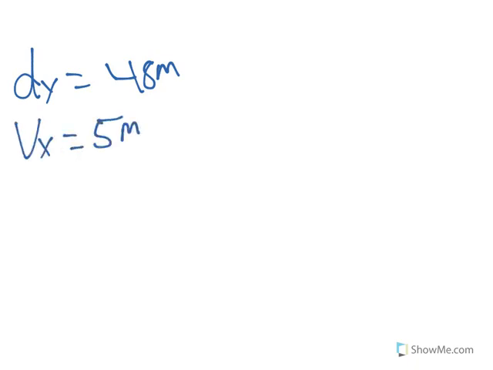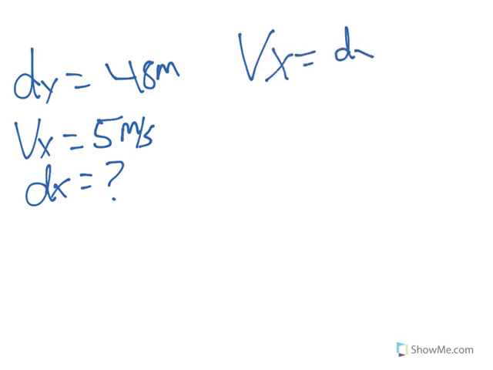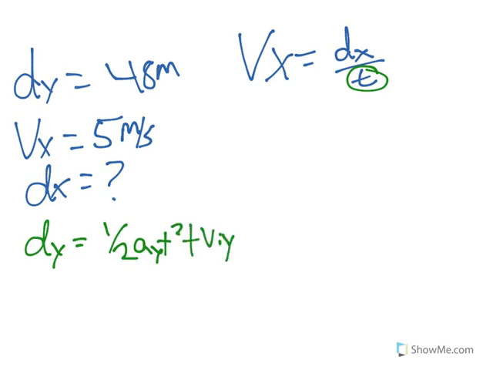We've got a distance in the y of 48 meters and a velocity in the x of 5 meters per second, and we're trying to find dx. If we're trying to find dx, there's only one formula we can use: Vx equals dx divided by t, and we need to find the time. So we're going to use our go-to for finding time if we have the height, which is dy equals 1/2 ay t squared plus viy t.